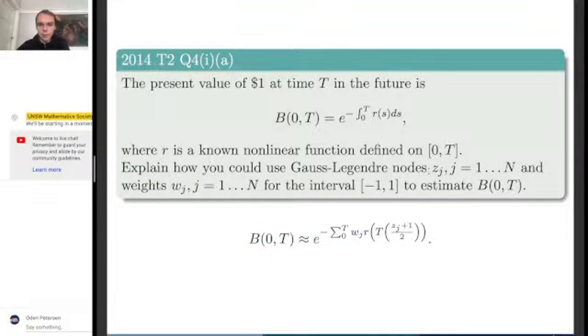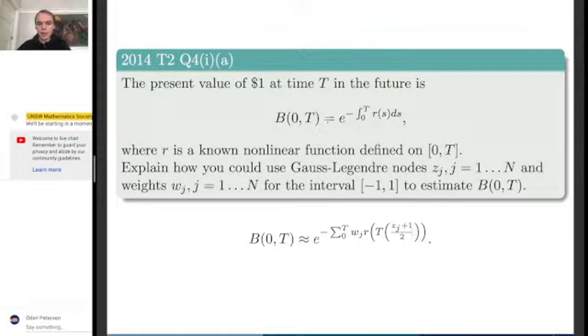The slight complexity arising here is that Gauss-Legendre takes its function inputs from the interval -1 to 1, and we actually want it to be 0 to t. So that's why there's this little transformation here of the nodes at which the function is sampled to solve the quadrature problem.